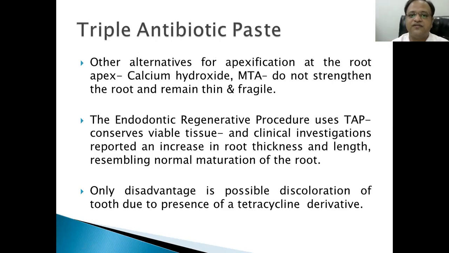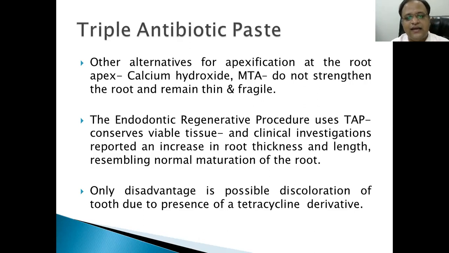in immediate cases within 24 hours or within 7 days. Both slow setting and fast setting MTA can be used. But the only disadvantage that we see in using MTA or using calcium hydroxide is that they do not strengthen the entire root, and the remaining tooth structure doesn't develop on its own. There is a very thin layer of dentine that is only available, and it remains fragile.